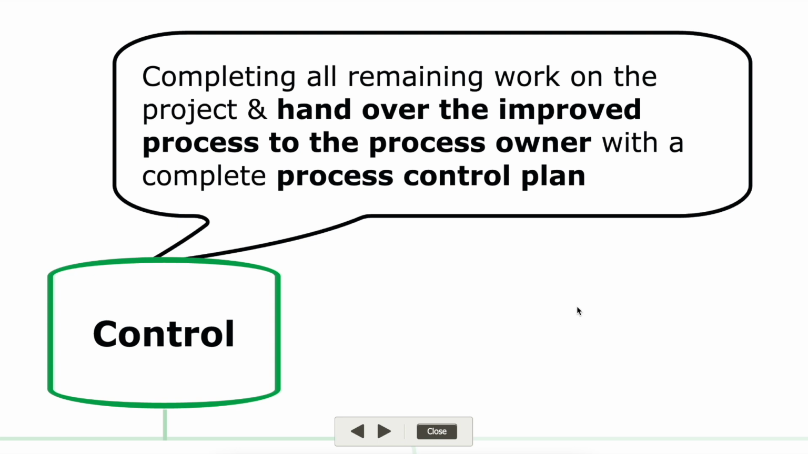The owner means the one who hired you to improve the currently existing system or the process in his company. So before we do that, we have to complete everything from our side, and then we hand over the improved project to the owner with a complete process control plan, that is, how the process will be controlled afterwards.